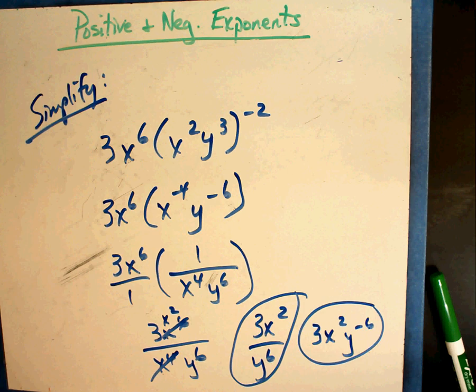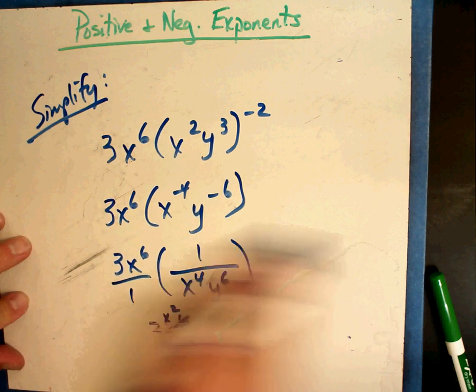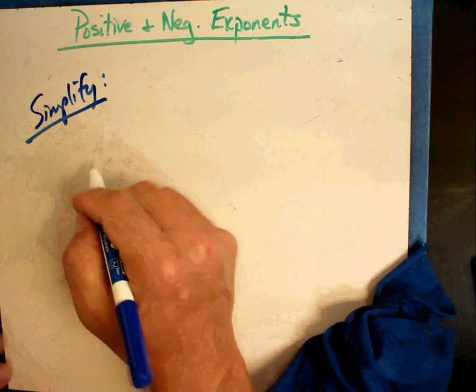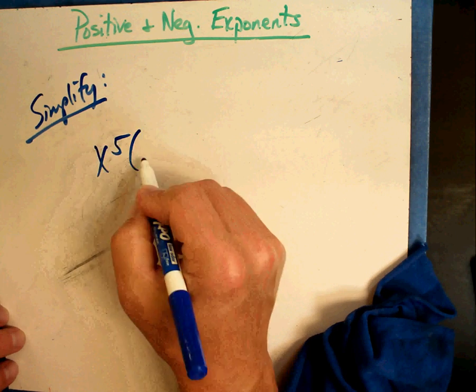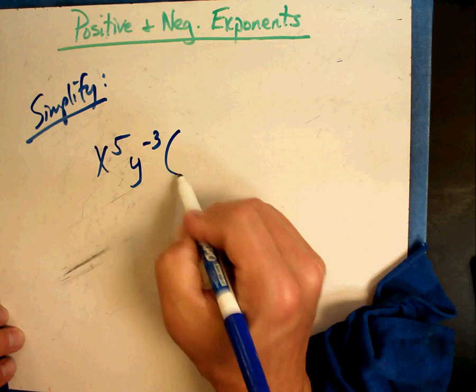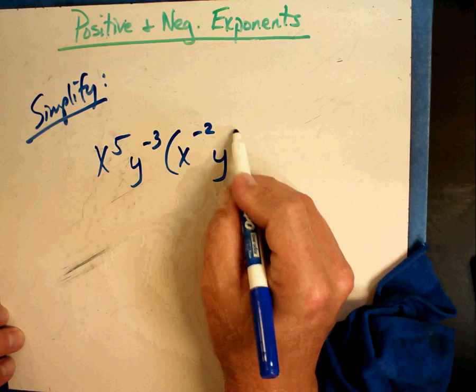If you missed that, back it up, watch that part again. Not too difficult, but you're playing with those powers. Sometimes you multiply, sometimes you divide. Here's another one. Let's do x to the 5th, y to the minus 3rd, times x to the minus 2, y to the second.